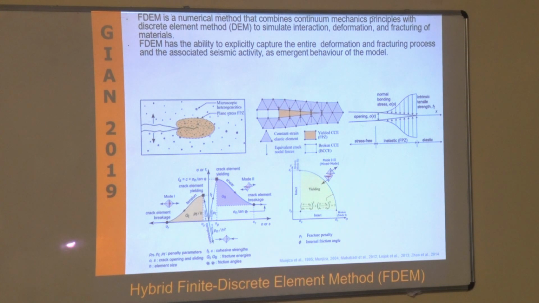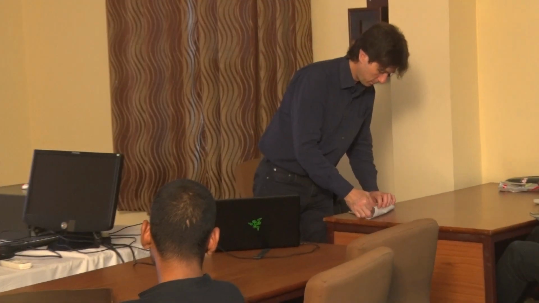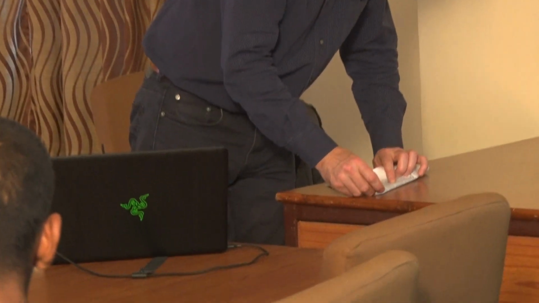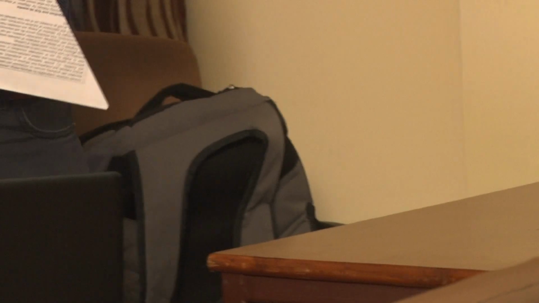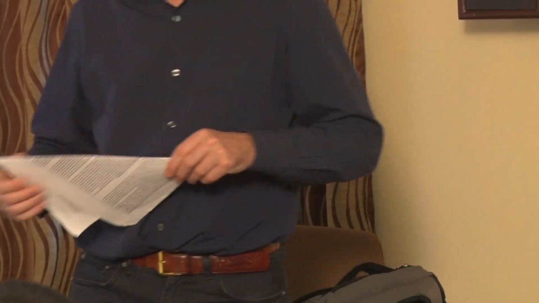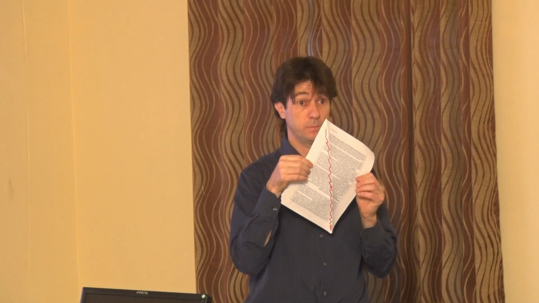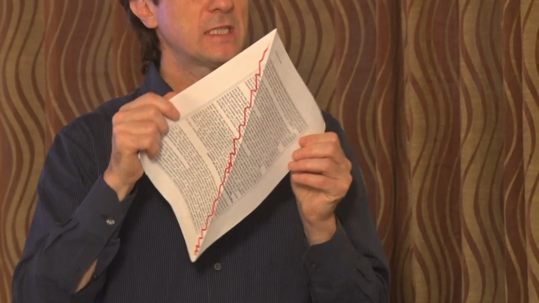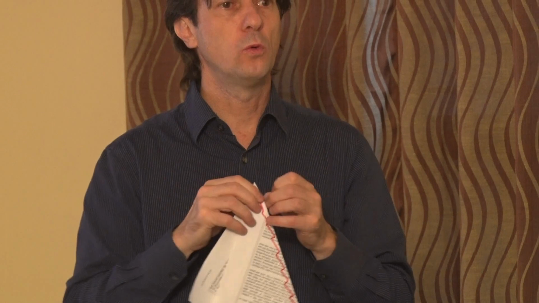A piece of paper. This is my continuum. And actually, I'm going to create a mesh made of two triangles. And these two triangles are actually connected by this cohesive element. So, and I can start stretching, I can bend it, I can apply stresses to my system.